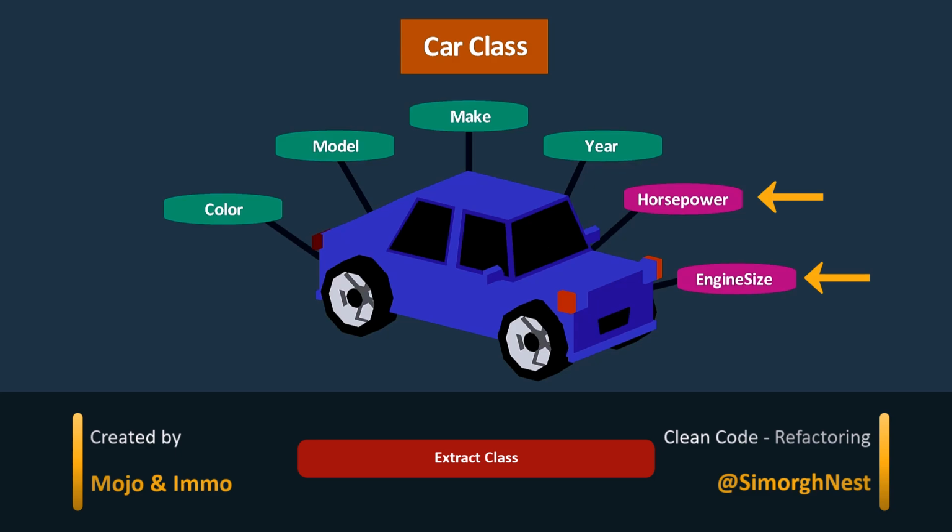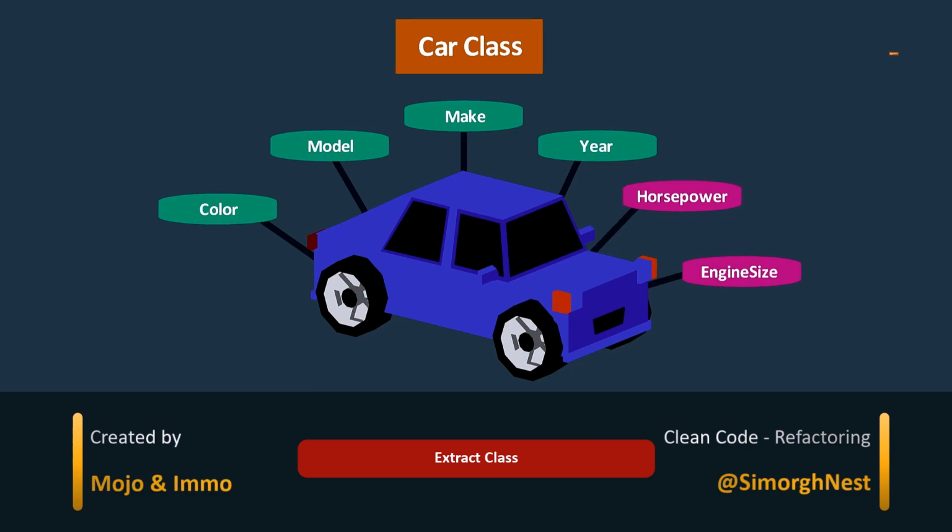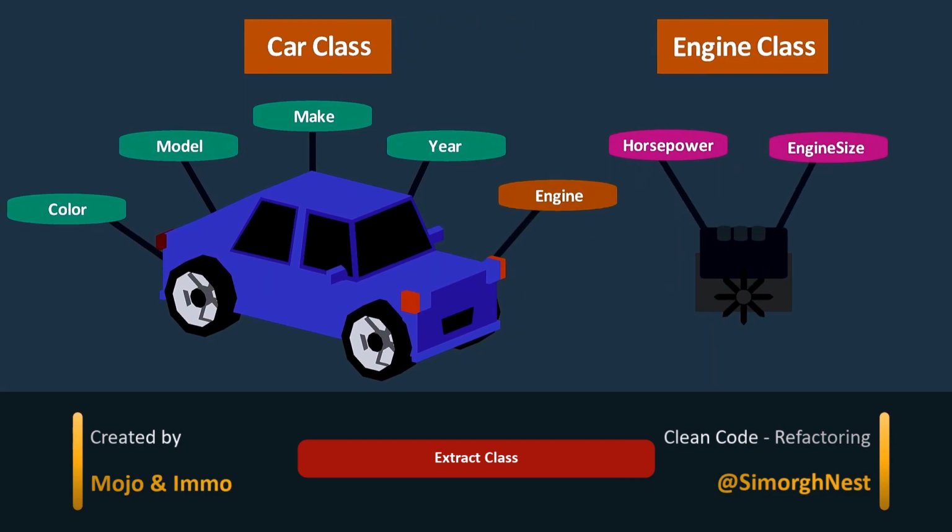The extract class refactoring moves variables and methods from one class into a new class. This cleans up the original class by taking related code and putting it in its own class. Each class then focuses on its own job better.